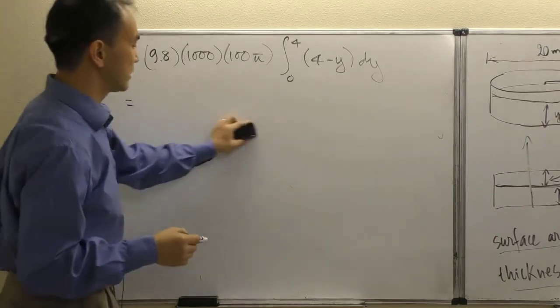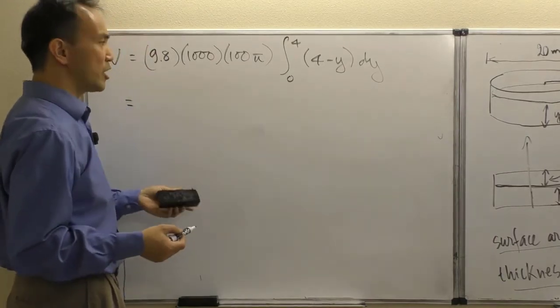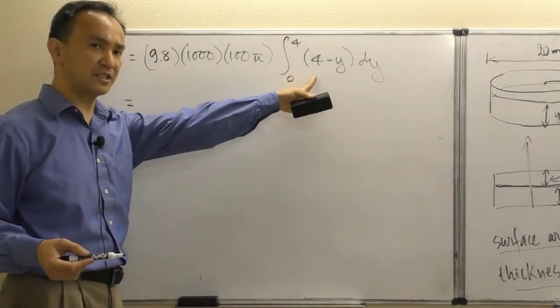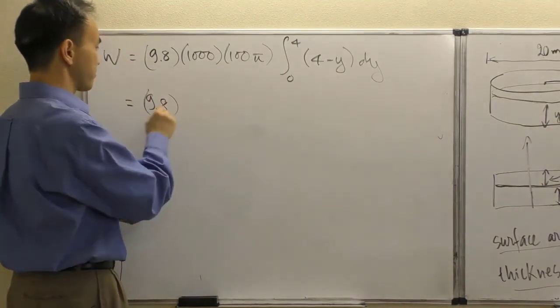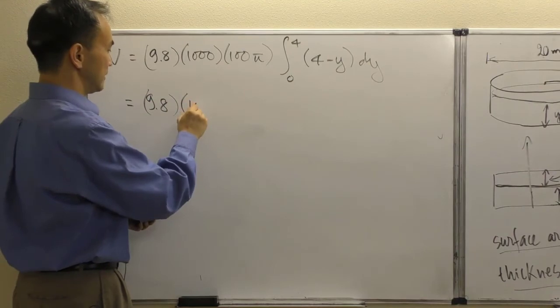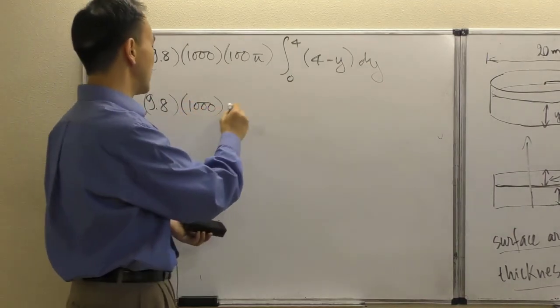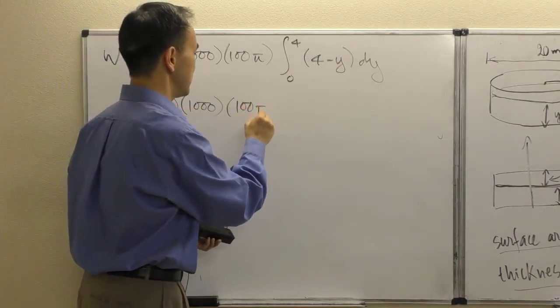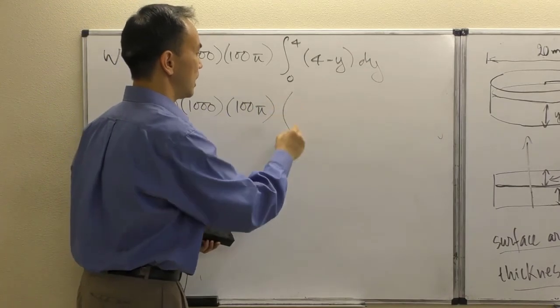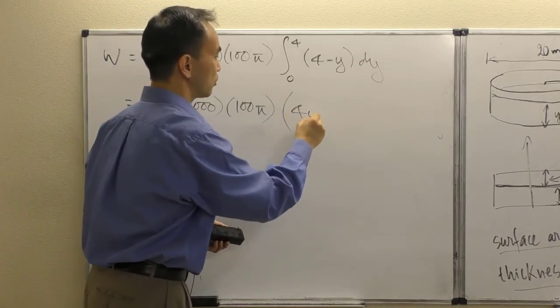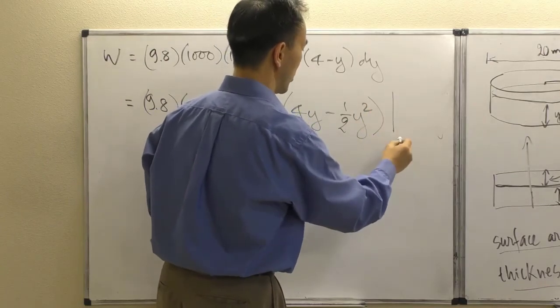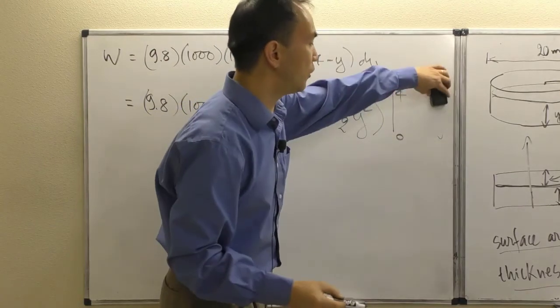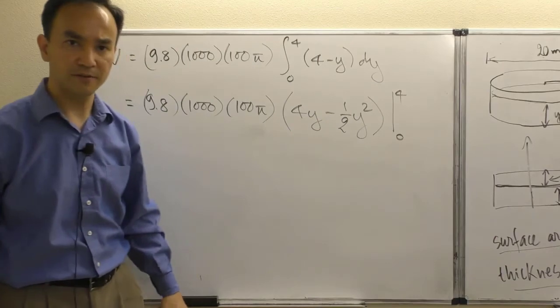Now with the fundamental theorem of calculus, all we have to do is take the antiderivative of that. All the coefficient remains the same: 9.8 times 1,000 times 100 pi. Now I'm going to multiply with the antiderivative here, being 4y minus 1/2 y squared, and we're evaluating it from 0 to 4.